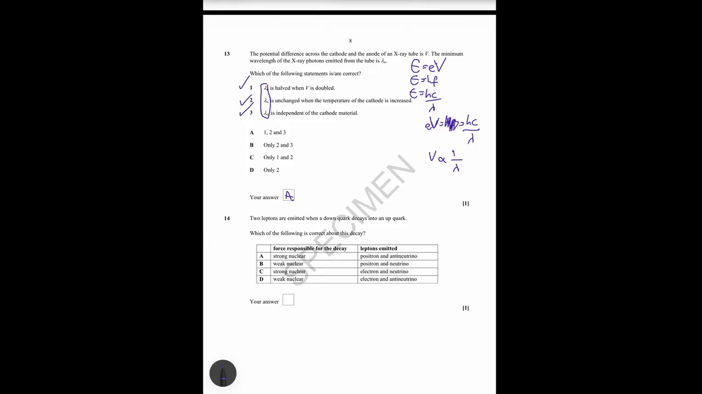So my first thing I've got to have a look at is the force responsible for the decay. Well, I know that it's the weak force that's responsible for it. So the answer is either going to be B or D. I can get rid of A and C, and then which are the leptons that are emitted. And again, when it's a down into an up, I should know that that's a beta minus particle, an electron is going to be given out, and I know that an electron always comes with an antineutrino. So therefore, the answer is going to be D.